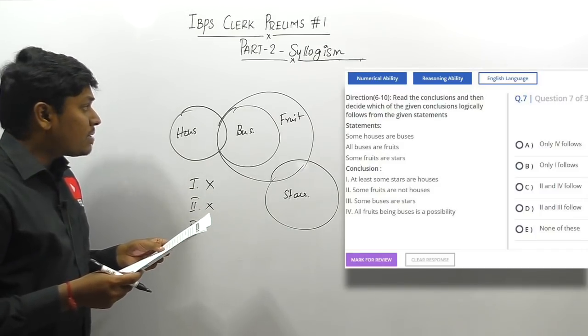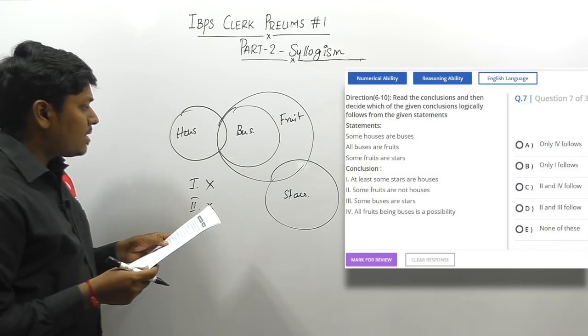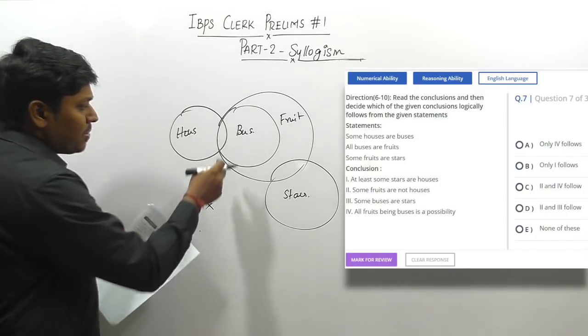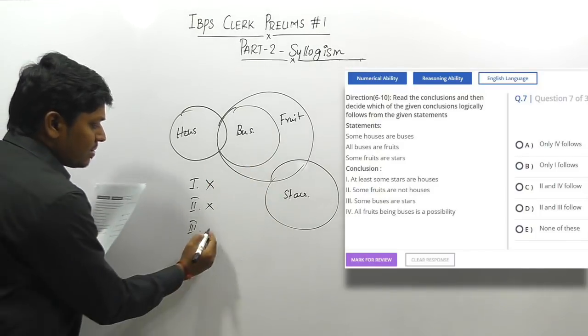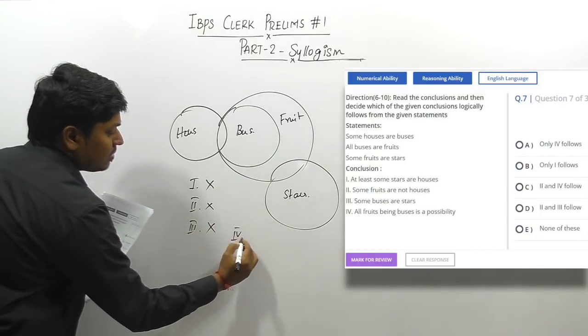Conclusion number 3, some buses are stars. I think conclusion number 3 is false, right? Because here it is bus and here it is star, so there is no connection between bus and star. So we can say that conclusion number 3 is false.